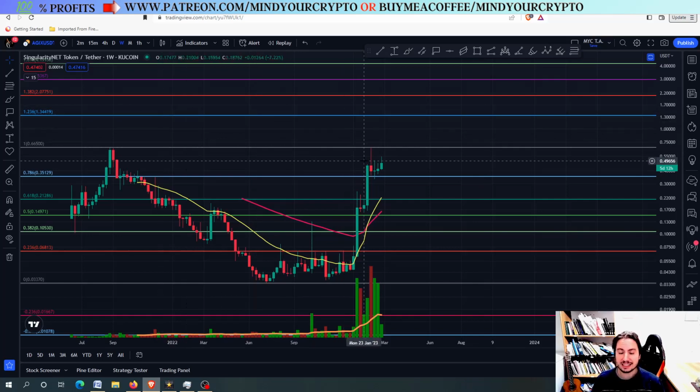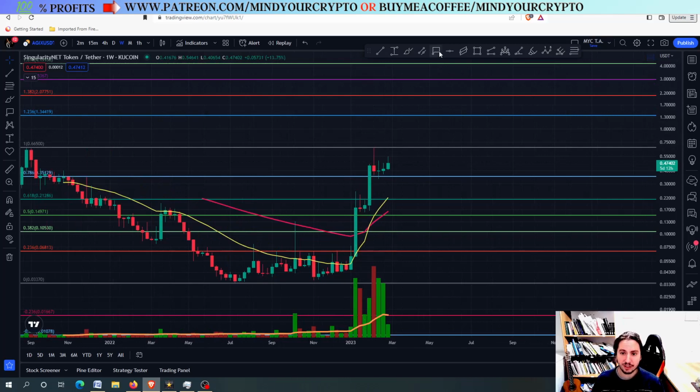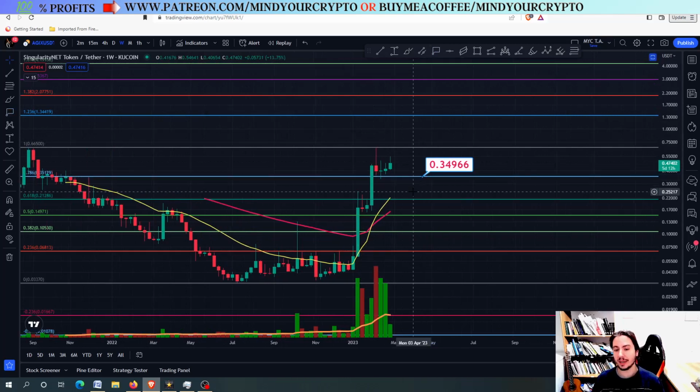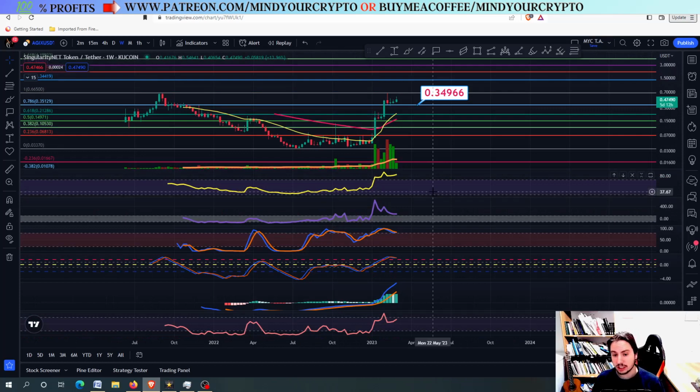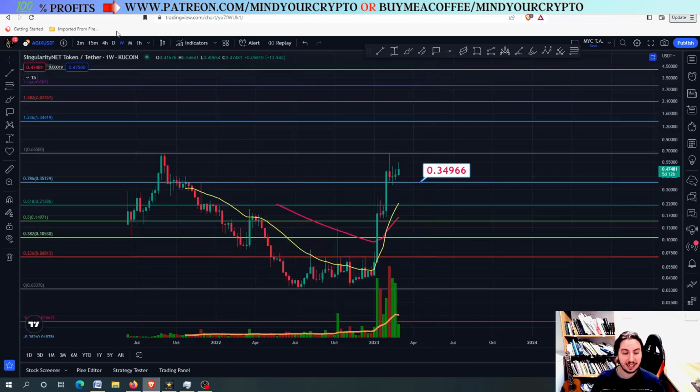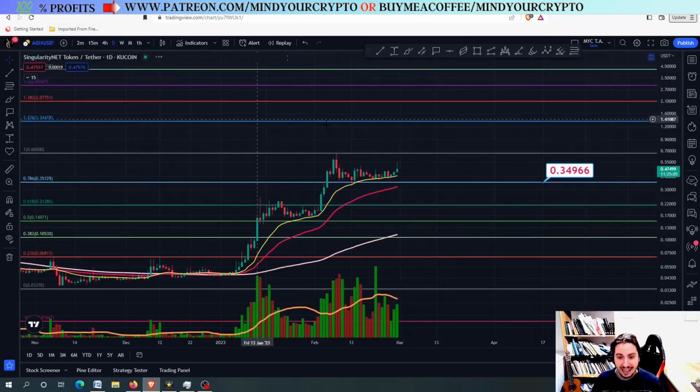So, AGIX SingularityNET, what are we having? We talked about that if we hold 0.35 USDT on the weekly frame, and even on the daily frame, this would be fantastic. You can see that AGIX does not seem to want to go down. Instead, it goes only higher.